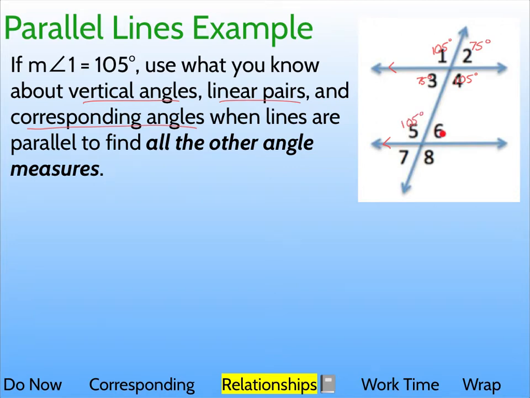And you've seen this diagram before. It's right here. 105 is vertical with the 8 right there, so that's also 105. And it's a linear pair with 6 and 7, so those are both 75.